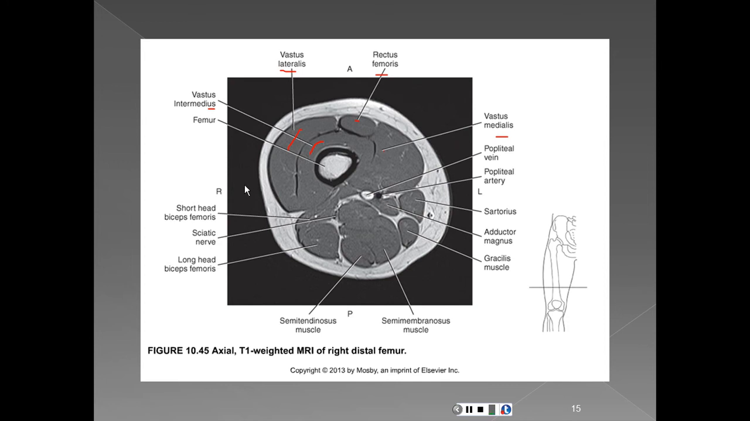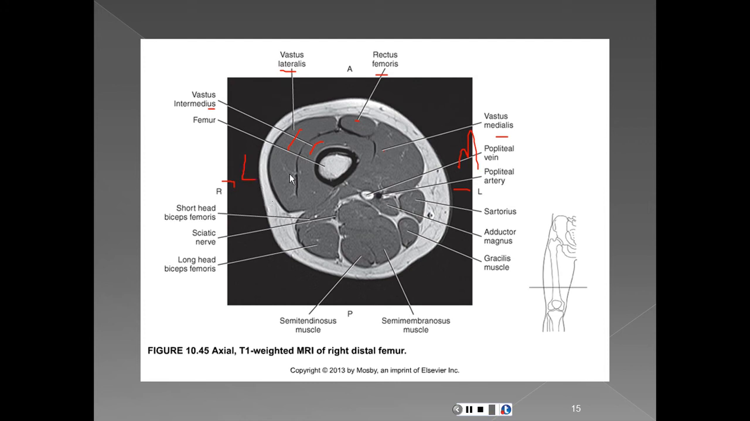Remember, this is lateral, this is medial. So this is the medial. That's why this is the vastus medialis, because it's medial. It's the inside. It's the anterior medial part of the thigh. The rectus femoris muscle, the vastus intermedius, because it sits inside of the vastus lateralis, and it's the vastus lateralis because this is the lateral body.